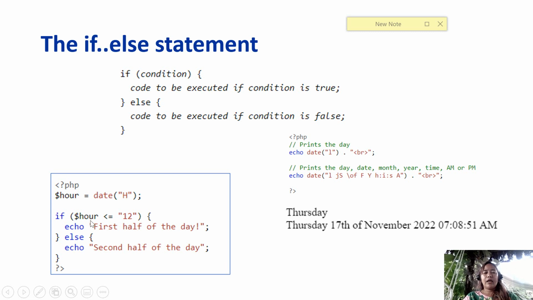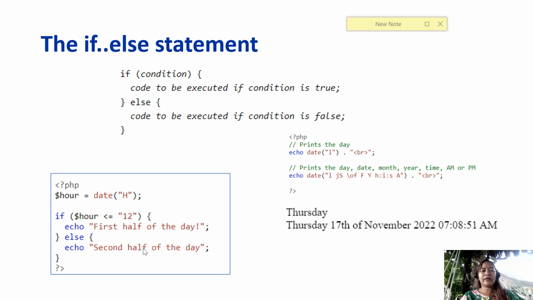Now if the value of hour is 14 because it's 2 p.m. in the afternoon, it will skip this part because it's false and it will go to the else part and perform the statements on that part of your code. So without any condition here, if this is true, it will perform this and skip the else part. If this is false, it will skip this first part and perform the second part, the else part.